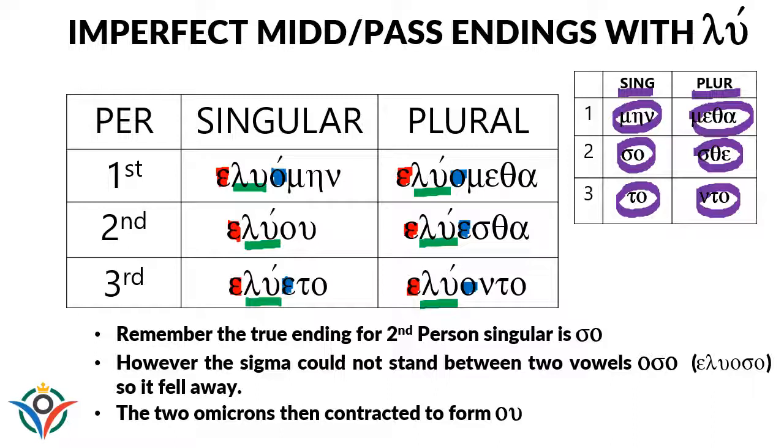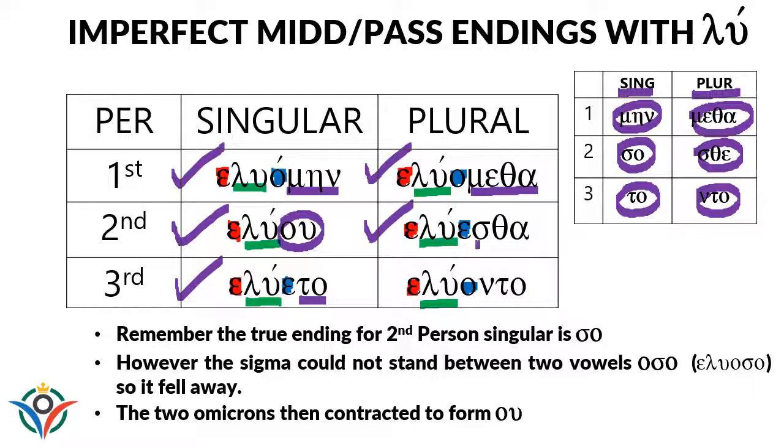So let's go through these forms together. The first person singular is elu-o-men. The second person singular is elu-ou, and I'll come back to this in a moment to explain why it is not so but ou. The third person singular is elu-e-to. The first person plural is elu-o-metha. The second person plural is elu-es-tha. You see that I've made a mistake there. Elu-es-the. All right, so you can see that I'm still learning as well. And then the third person plural is elu-o-nto.